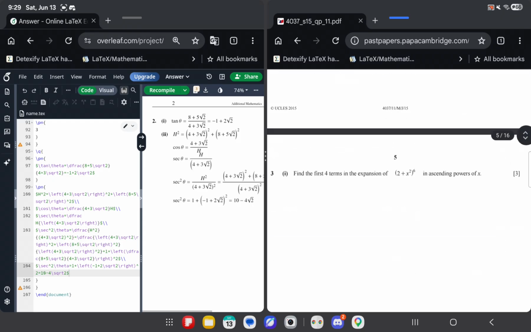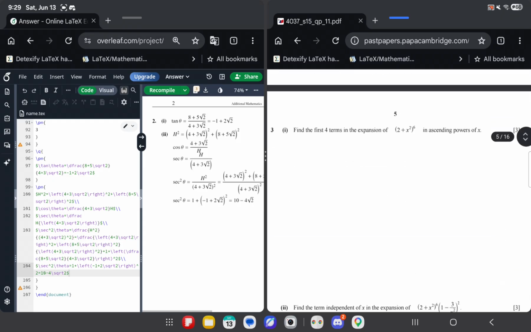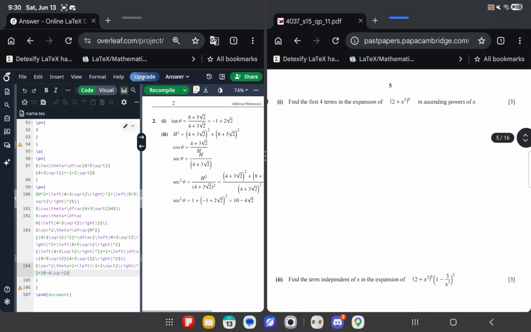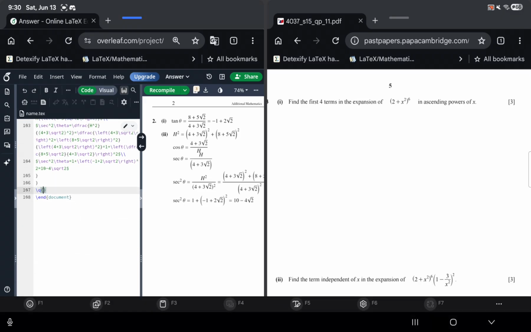This is purely shenanigans. Find the first 4 terms in the expansion in ascending powers of x. I hate these types of questions. Okay, find the first 4 terms.